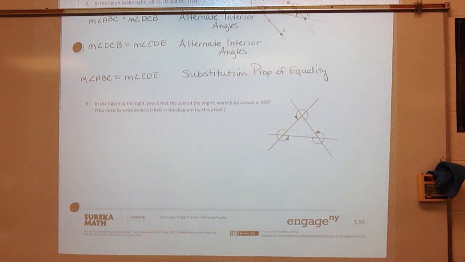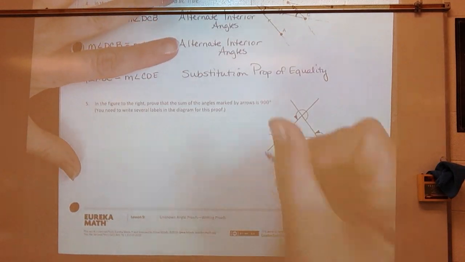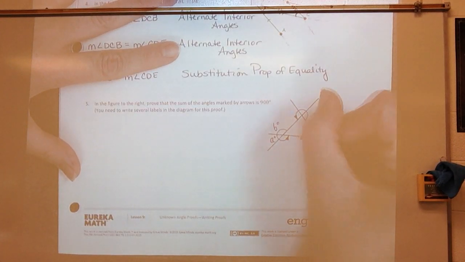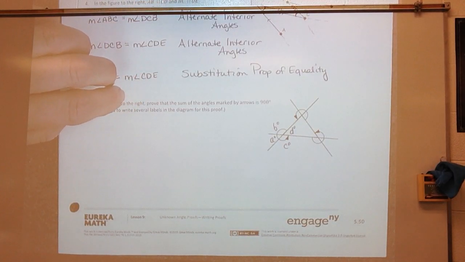All right, number 5, the figure to the right. Prove that the sum of the angles marked by arrows is 900 degrees. You will need to write in several labels into the diagram for this proof. All right, so we probably need to go ahead and write in some, let's label our angles here, or label our degrees. So we'll label this A degree, B degree, C degree, D degree.